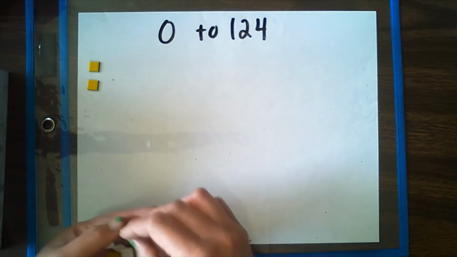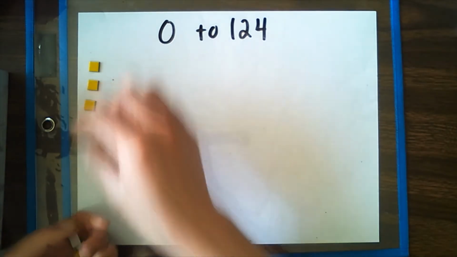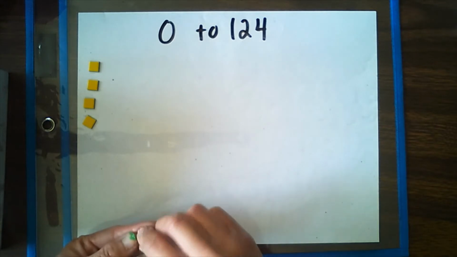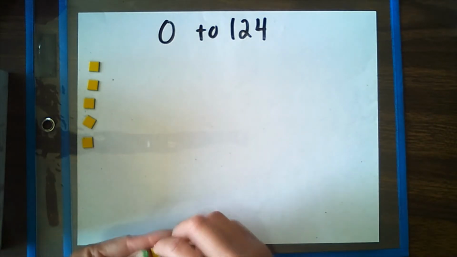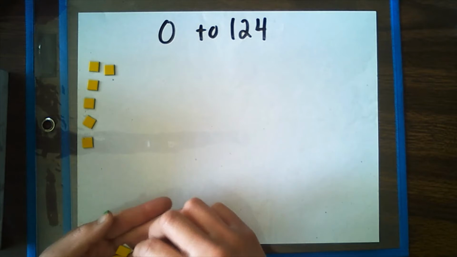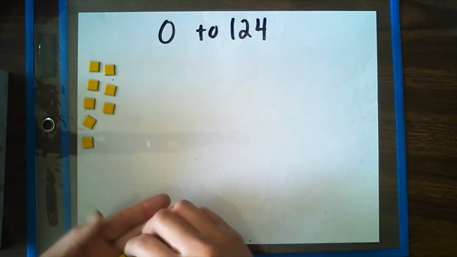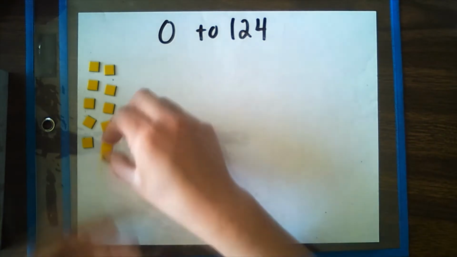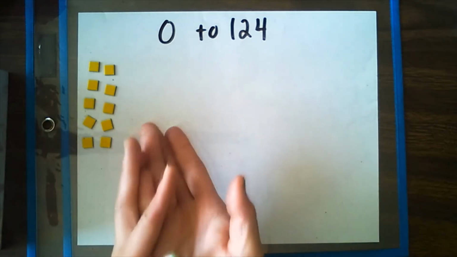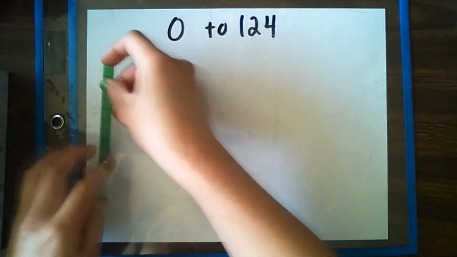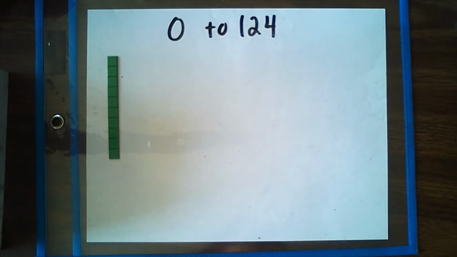1, 2, let's see, 3, 4, 5, 6, 7, 8, 9, 10. Perfect. Now it's time to bundle that into 110. So I'm going to drop these guys off. And I'm going to come back with 110 because we bundled them up.